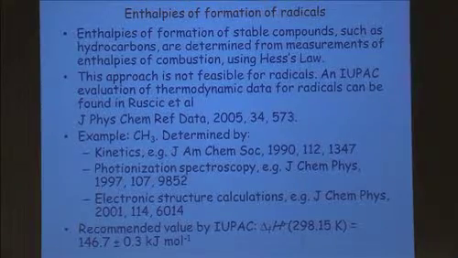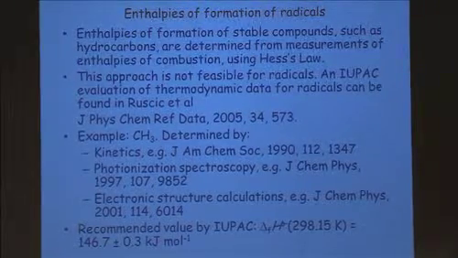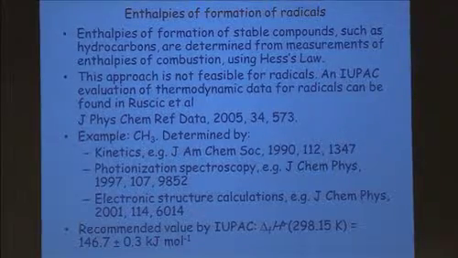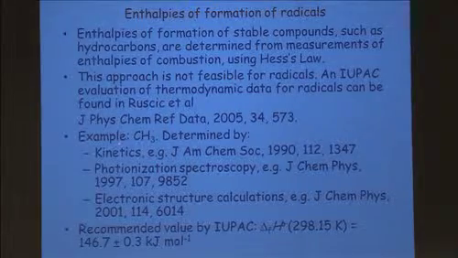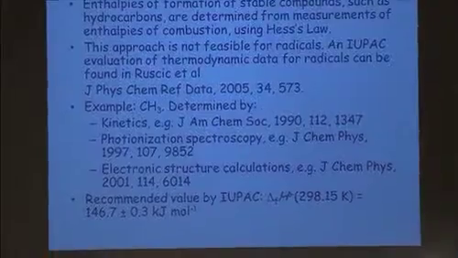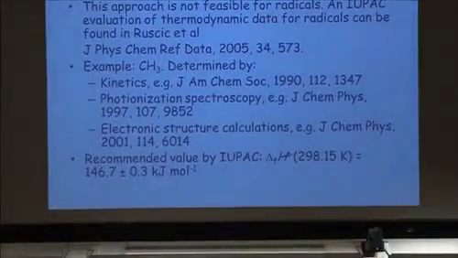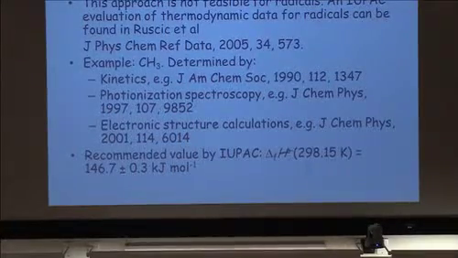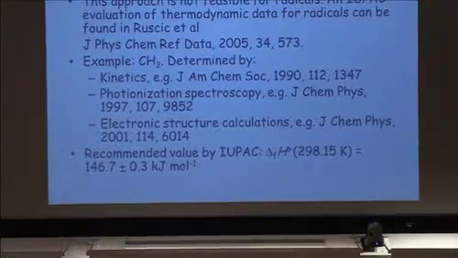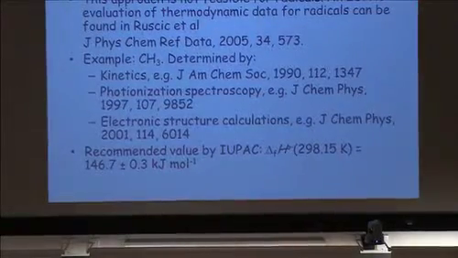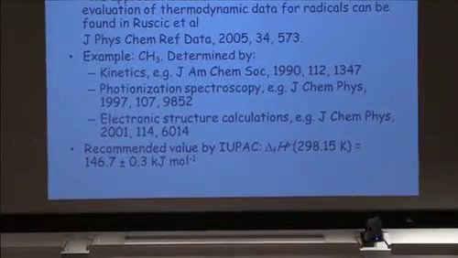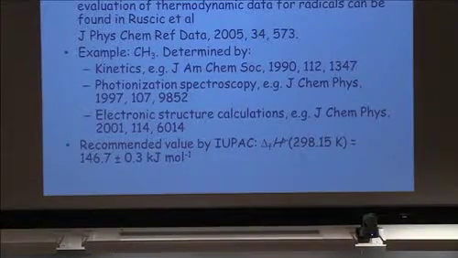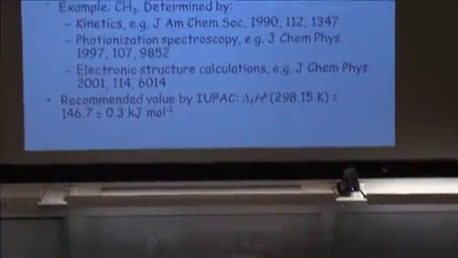Let's have a look at an example, CH3. And these are the references that are given in this Rusic review, using kinetics, photoionization spectroscopy, and electronic structure calculations. So high-level electronic structure calculations, for a small species like CH3, can give you good values for the enthalpy of formation. And the recommended value is 146.7 plus or minus 0.3 kilojoules per mole. So really very accurately determined.